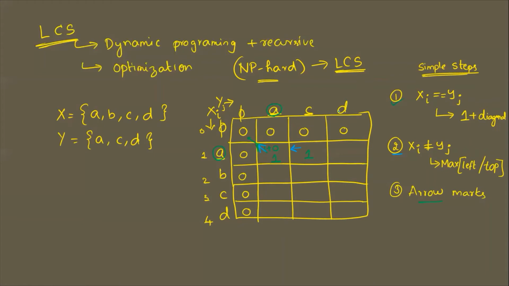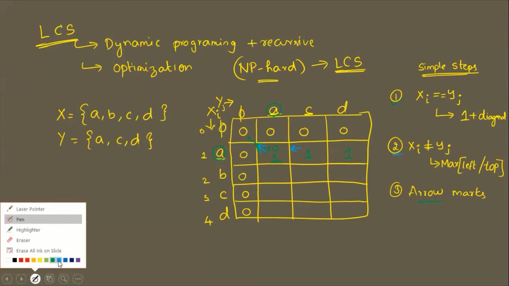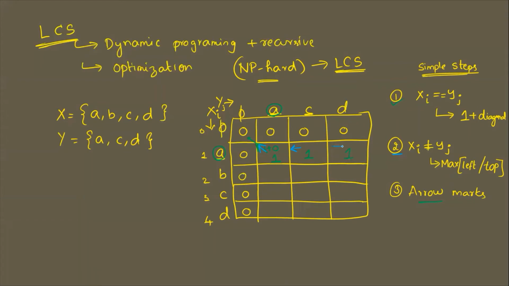Next is A and D. Now you can assume that both are different. So now I have to see the left cell and then the top cell. Which value is maximum? Yes, this is maximum. And what is the value? 1. So let me write 1. And coming to the arrow, I have taken from the left cell. So I am just mentioning that.